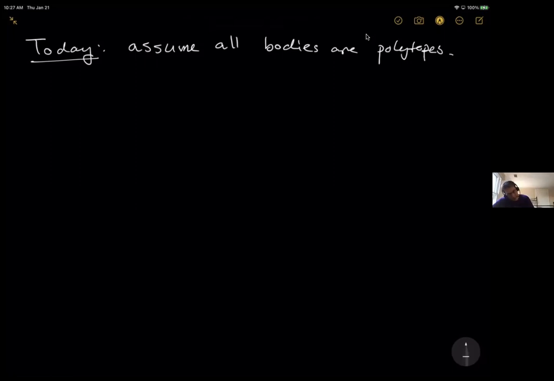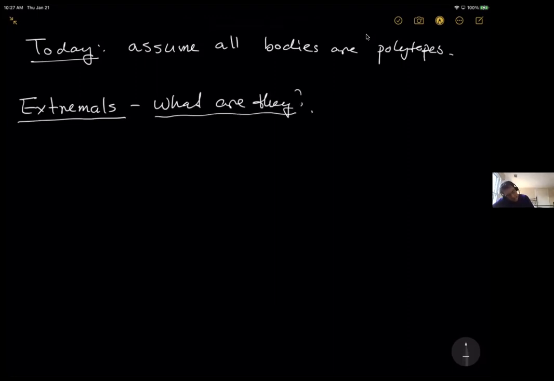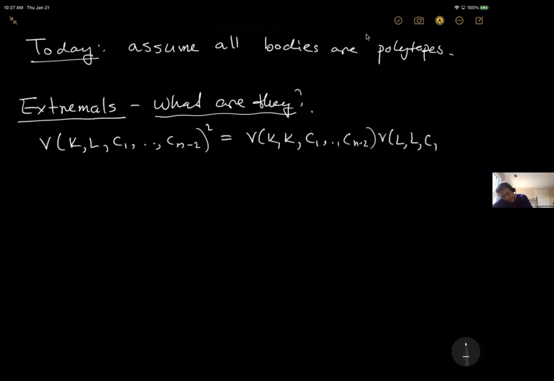So what are the equality cases, or the extremals? That is the question we should ask ourselves. What are we trying to understand? We're trying to understand what happens when the mixed volume of K, L, C1 to Cn minus 2 is equal, right? It's always greater or equal. That's the Alexandrov-Fenchel inequality. But what happens when they're equal? So when are they equal?